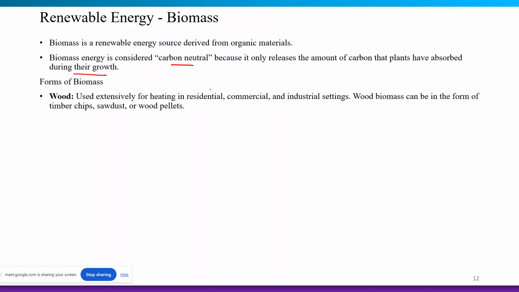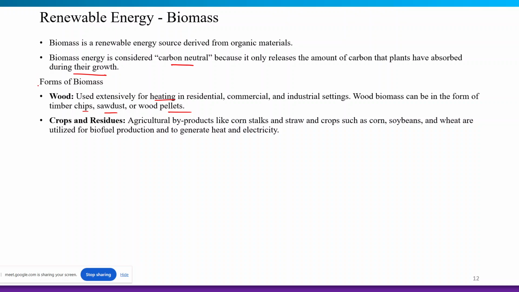Wood is extensively used for heating in the form of sawdust, chips or pellets. From wood we can also extract a lot of valuable chemicals in industrial processing. Then there are various kinds of energy crops or residues, which are agricultural byproducts, like corn stalks, straw, soybean or wheat. These crops are highly efficient for biofuel production. A lot of research has been done on generating biofuel using soybean, corn and these kinds of biomass sources, which are also used for generating heat and electricity.